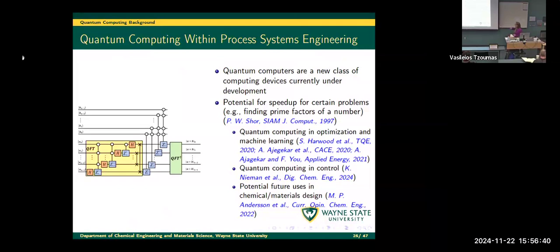So quantum computers are a new class of computing devices. They're under development, but some of the reason people are interested in them is they have potential for speed up for certain problems like finding prime factors of a number. In process systems engineering, which is the part of chemical engineering that I work within, people have been looking at quantum computing for some different applications, like how would it work for optimization or machine learning applications in chemical process applications, or things like how could it be used in chemical materials design.